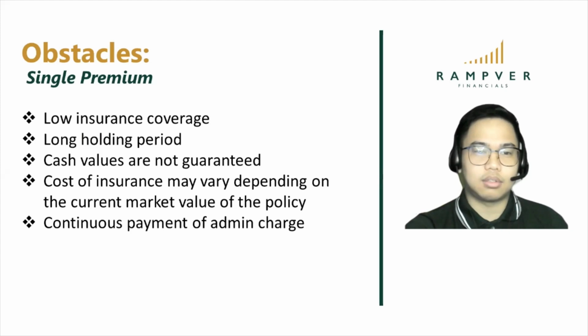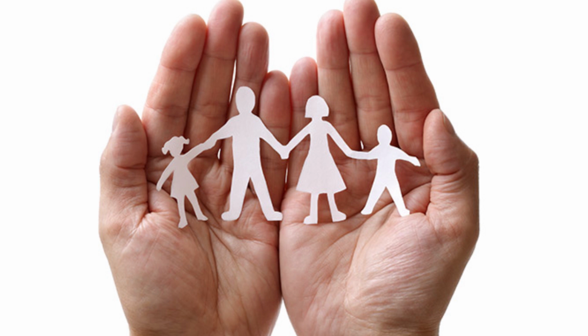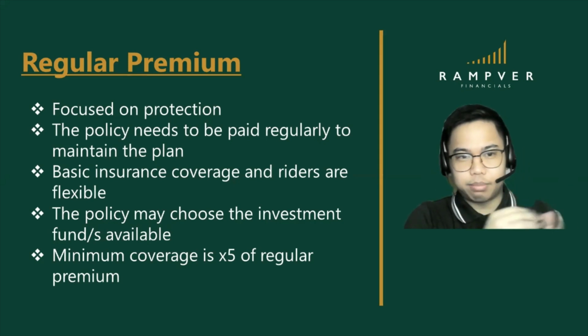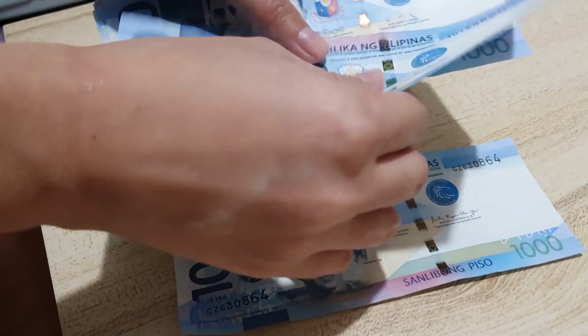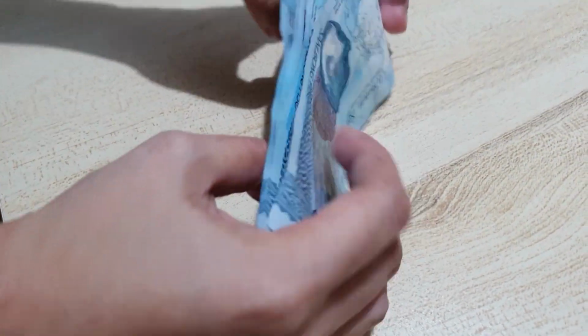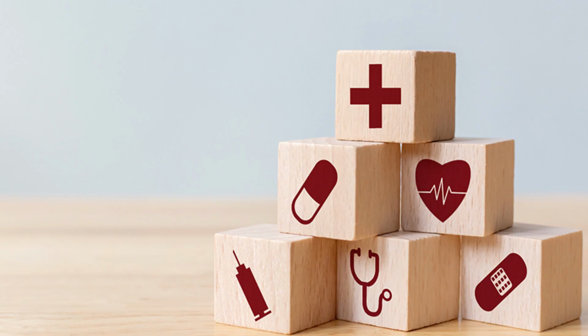Next topic would be the second type of VUL, the regular premium. Now, the regular premium, on the other hand, is focused on the protection. Okay, so hindi po talaga masyado ito sa investment opportunities. It's really focused more on the protection side. And unlike the single premium, ito pong regular premium kailangan po nating bayaran regularly. Pwedeng monthly, pwedeng quarterly, semi-annual, or annual po yan. Ang kagandahan po ng regular premium is that the basic insurance coverage and riders are actually very flexible.